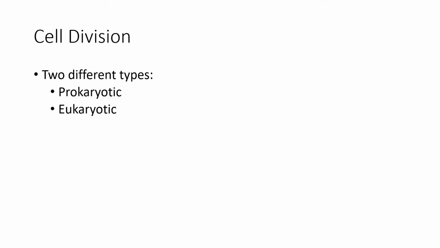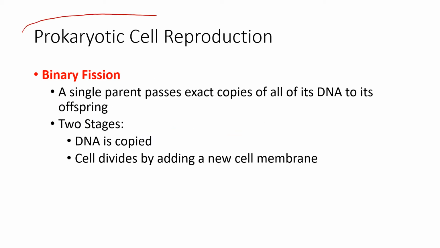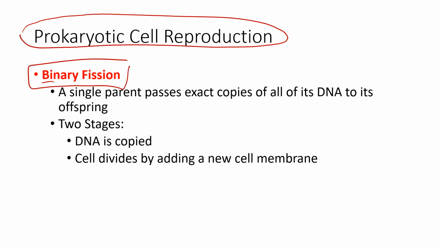So there are two types of cell division based on the type of cell. There's prokaryotic and eukaryotic. Remember, this is bacteria, for example, and this is animal cells and plant cells. In prokaryotic cell reproduction, there is binary fission. So bi meaning two. A single parent passes exact copies of all its DNA to its offspring. There are two stages. DNA is copied, and then the cell divides by adding a new cell membrane, and that's it.